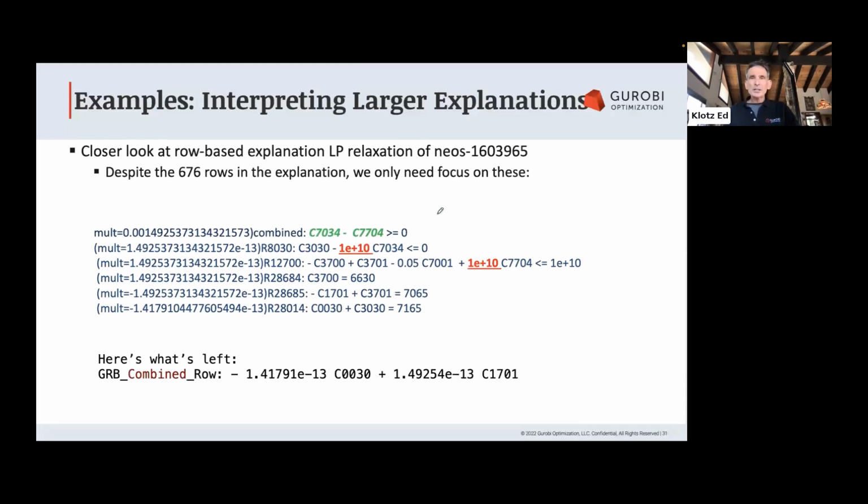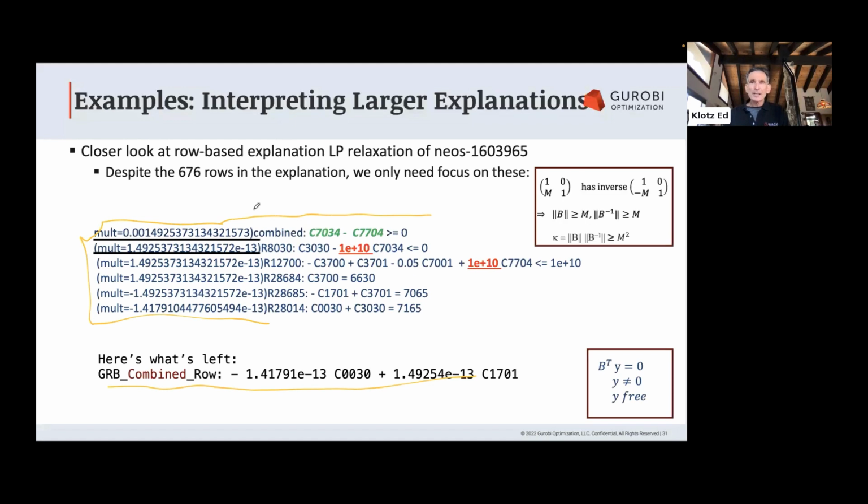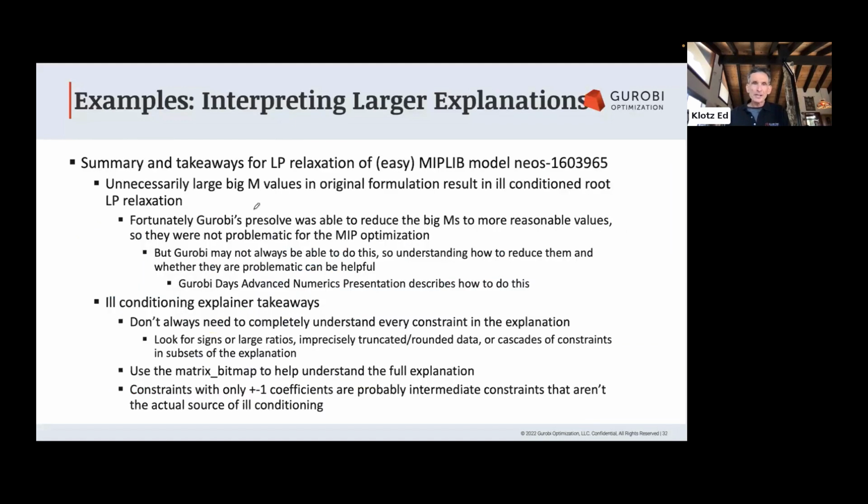So basically, we can just look at this as our explanation. And if we now take the linear combination given by these multipliers, we see that what's left is indeed a very small vector. So that explains the ill conditioning. And again, the takeaway is just that we need to address those large big M values on the order of 10 to the 10th.